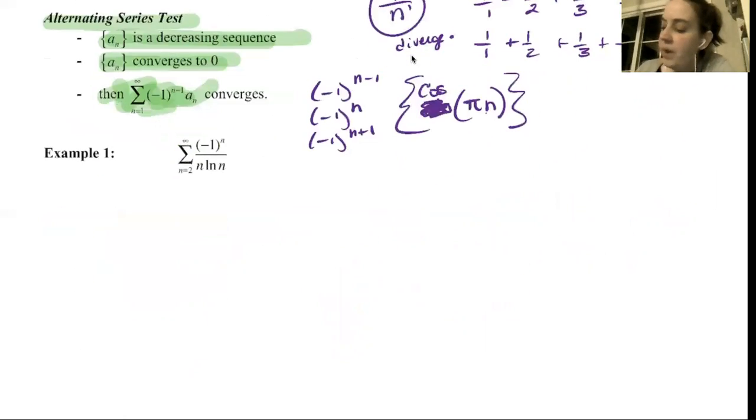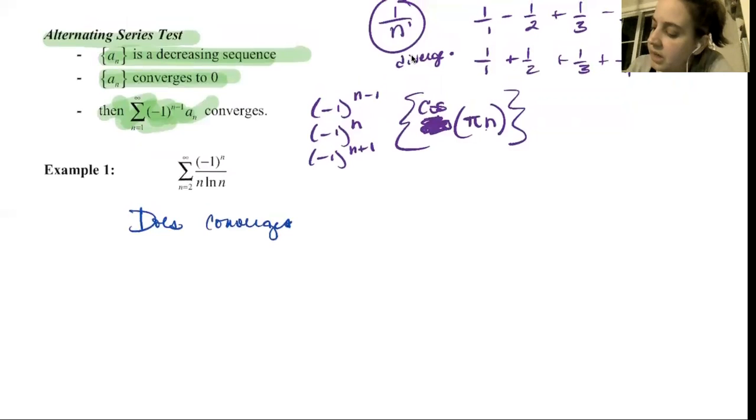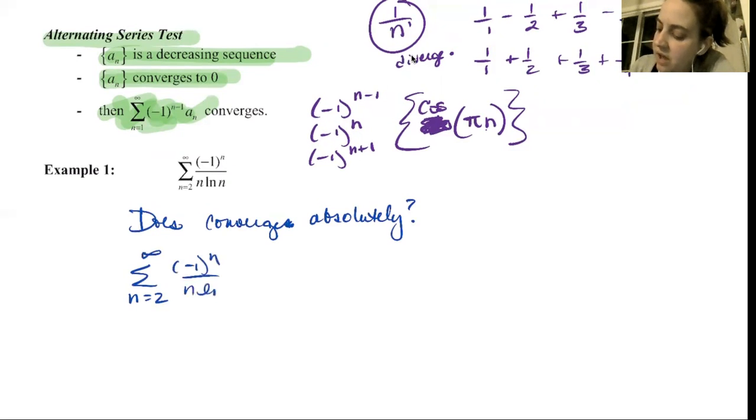So here's example 1. I have (-1) to the n over natural log of n. Does the series converge absolutely? So what we're going to do is look at the original. This is (-1) to the n over n natural log of n. So this piece in the numerator, that's what makes it alternating.